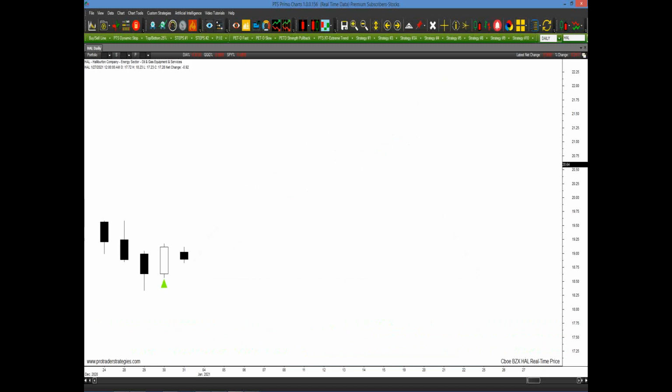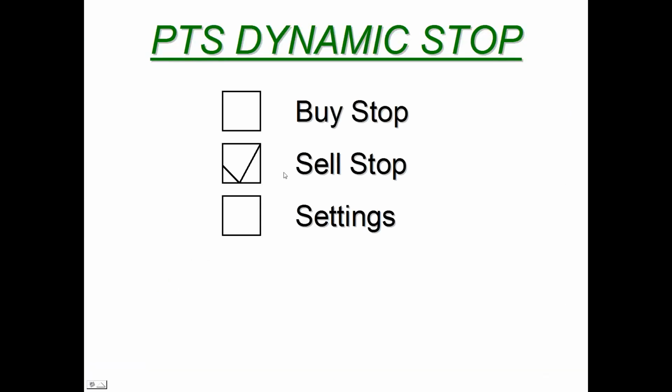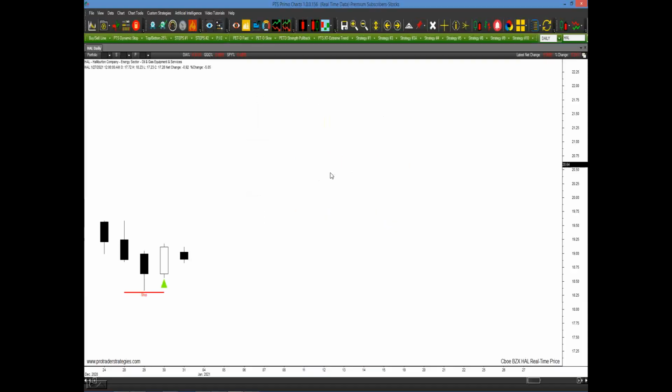So let's look at this example here in Hal. This is Halliburton. This was the beginning of the year. Let's say your strategy generates a buy signal right here, okay? Press on the PTS dynamic stop, and here's what you would see, a drop-down menu, and because you're long, you want, obviously, a sell stop. That's where it's going to sell for you. All right, and here's where the most obvious sell stop is, right there, automatically generated.